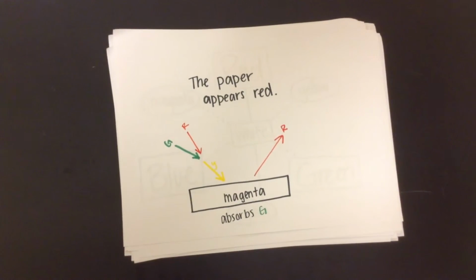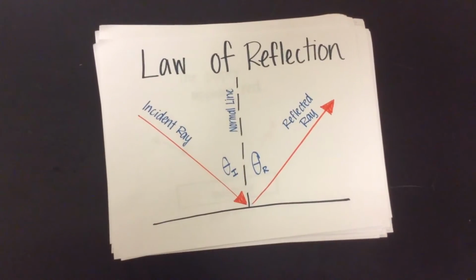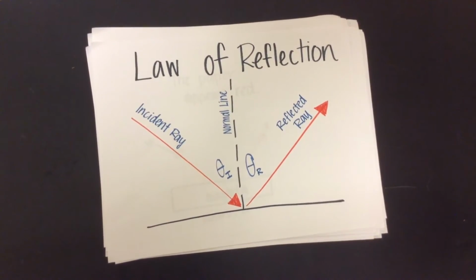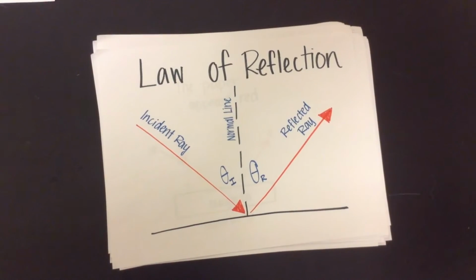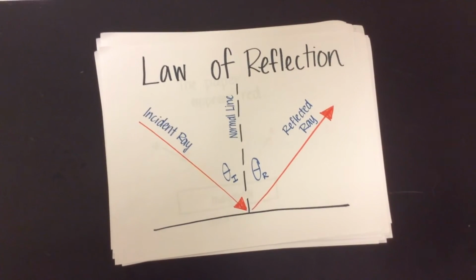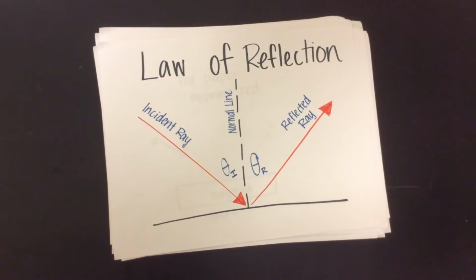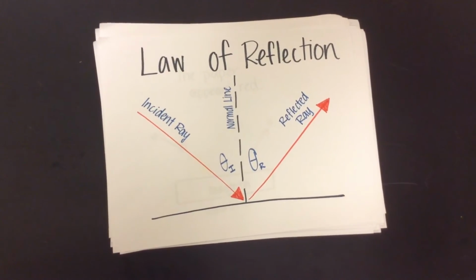the object will appear. According to the law of reflection, the angle between an incident ray, or the ray of light moving towards the surface, and the normal line will always be equal to the angle between the normal line and the reflected ray, the ray of light reflected off of a surface.